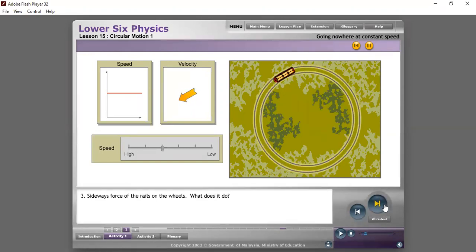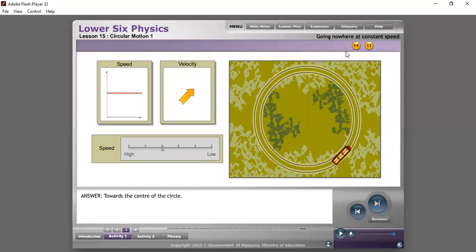3. Sideways force of the rails on the wheels. What does it do? Answer: provides the force that keeps the train moving in a circle. What is its direction? Answer: towards the center of the circle.